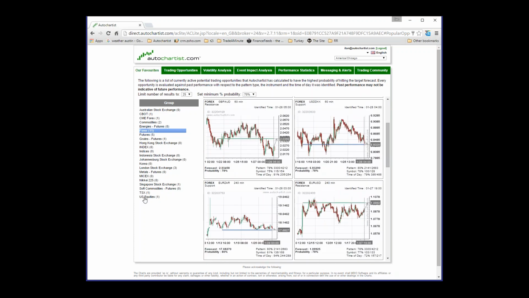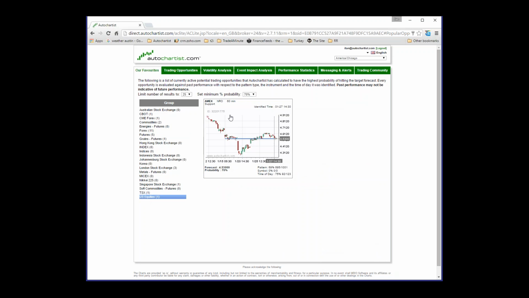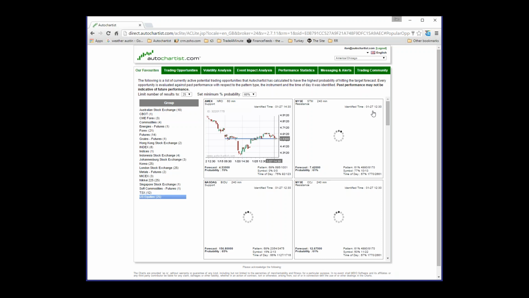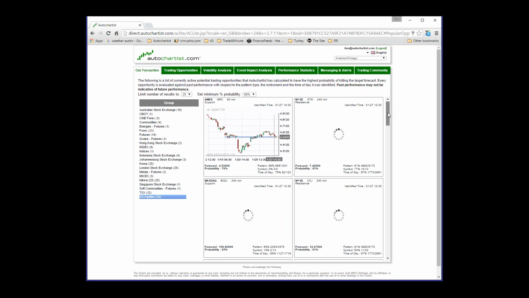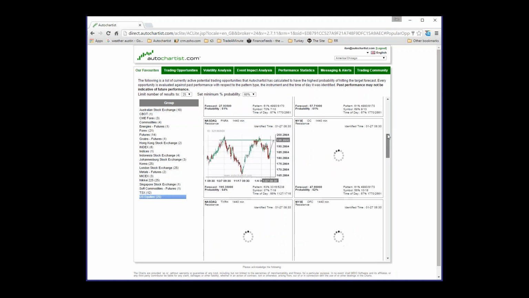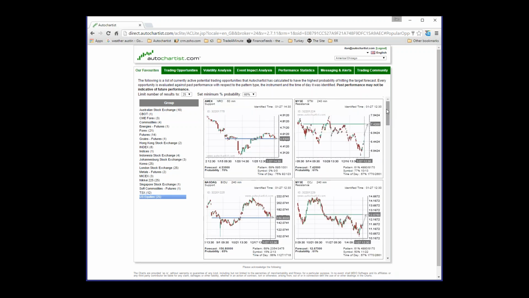If I'm trading US equities, one opportunity. Let's see what happens if I change that to 60%. Okay, 60% or more chance of hitting the target region. I should get a whole bunch more opportunities over here for myself.